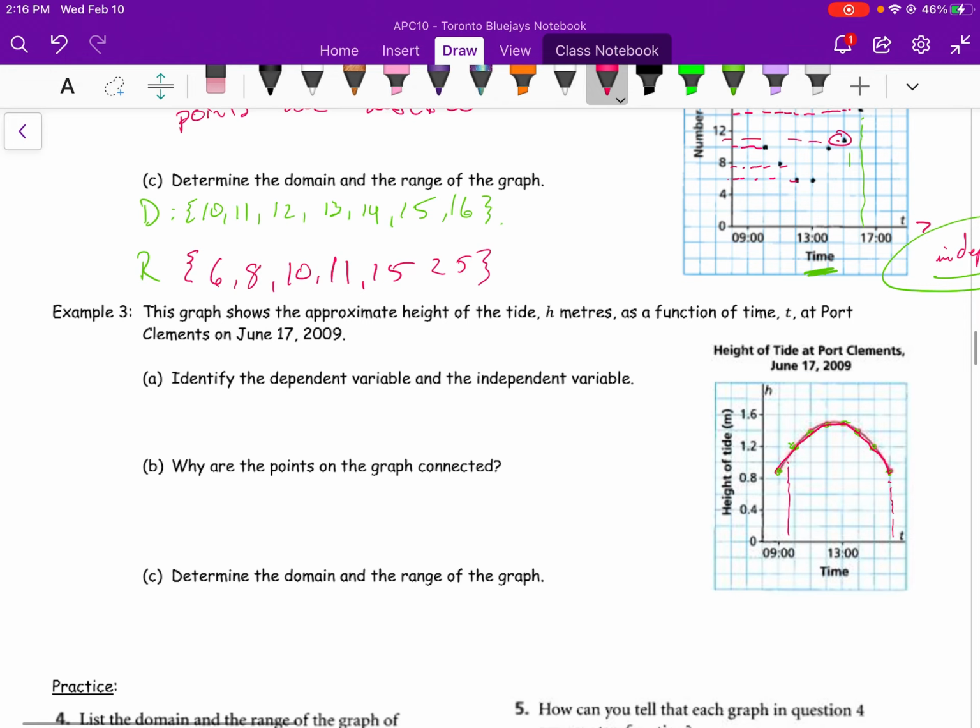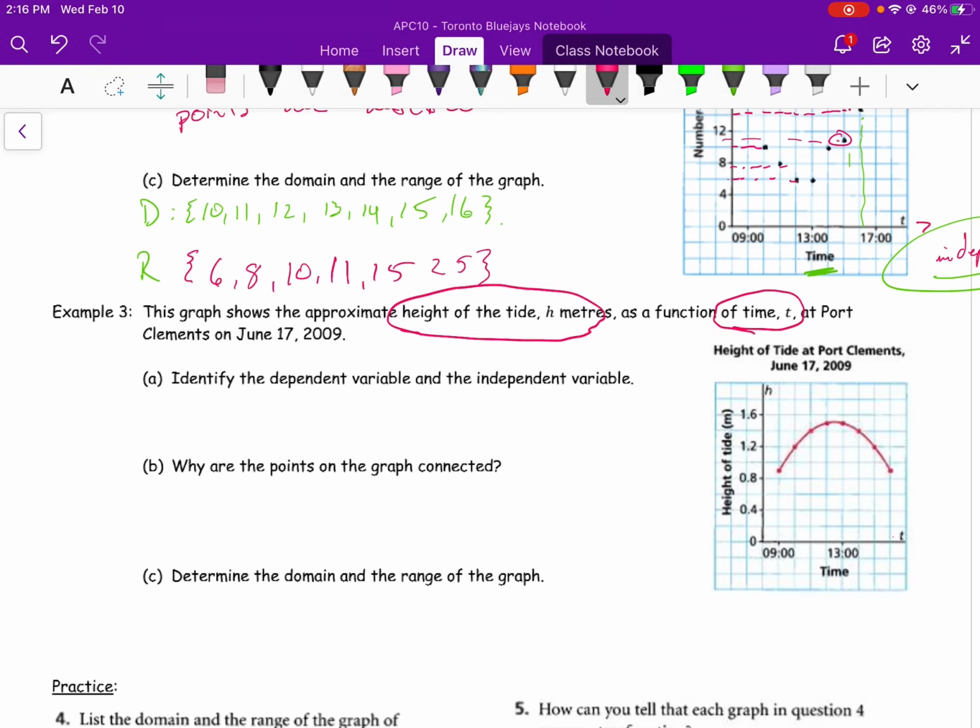All right, so let me look at this next graph here, example 3. This graph shows the approximate height of the tide, h in meters. Now, h is our variable, and h corresponds to the height as a function of time, t. So let me read this again. h is height, t is time. The graph shows the approximate height of a tide, h in meters, as a function of time at Port Clemens.